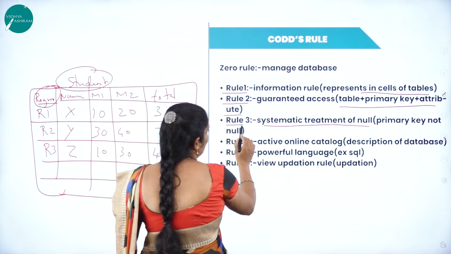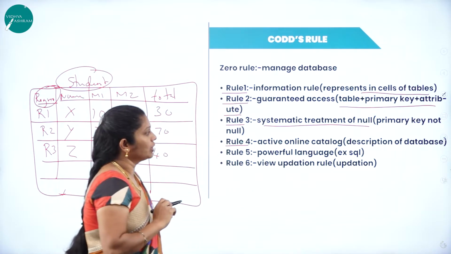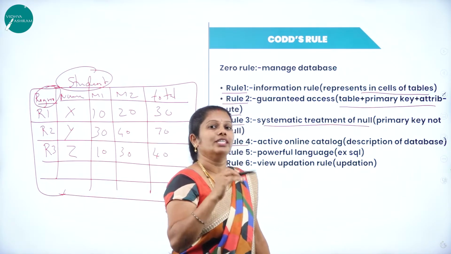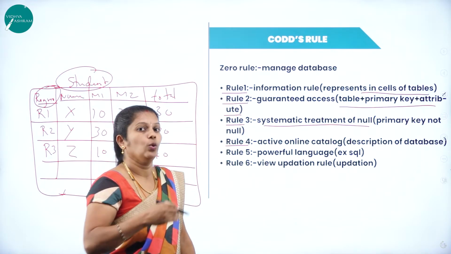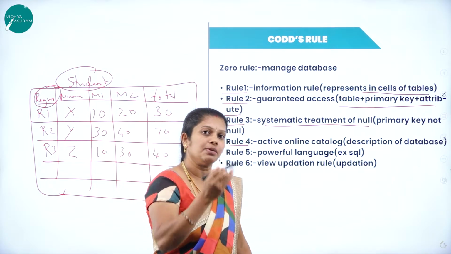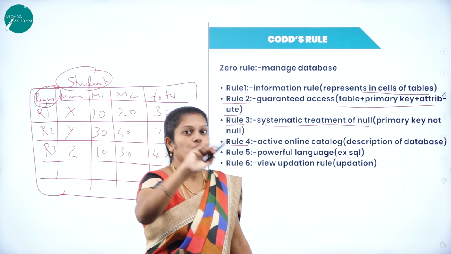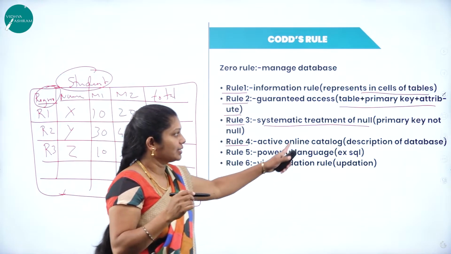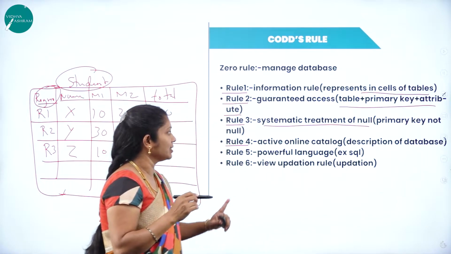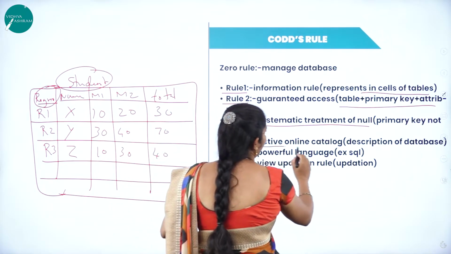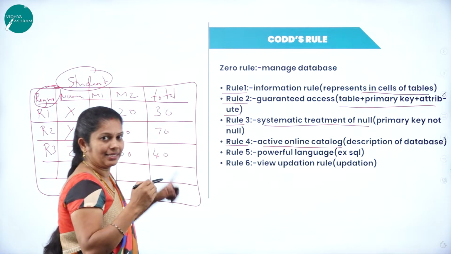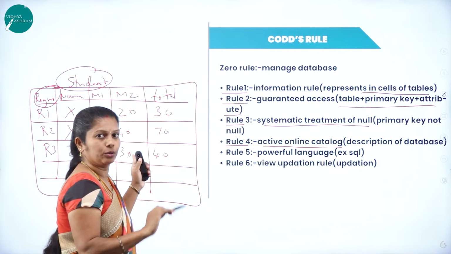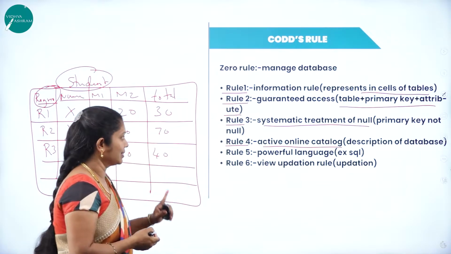And the fourth rule says active online catalog, description of database. Whatever data we are using, which data type it is, how much space it requires, where it is stored, all these things we have to store here. That is the description of the database, the active online catalog. Whatever data we have in this database, all the descriptions regarding that data we must know. Then only it can be easily accessed.